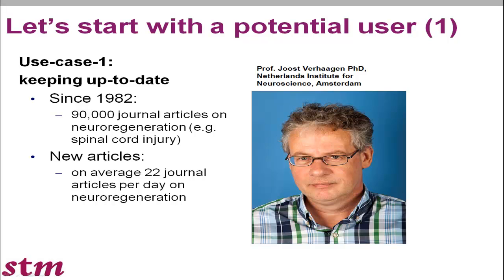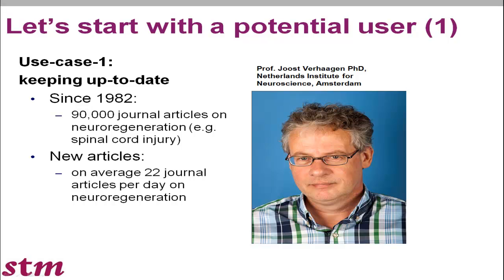This is a field that has become very active in the last 2 decades, and since he entered this field, there are about 90,000 journal articles of relevance for his work. And what is more, on average, 22 journal articles appear per day on this topic. So what does that mean for his daily workflow?